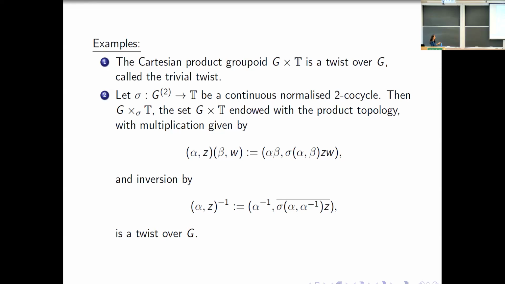You can actually check easily that once you start with a continuous two-cocycle, you can define the groupoid product and the groupoid inverse quite easily, and then you can check that G cross T, incorporating the two-cocycle, definitely gives rise to a locally split extension of the original groupoid G. So these are the standard two examples of the twist I have mentioned previously.